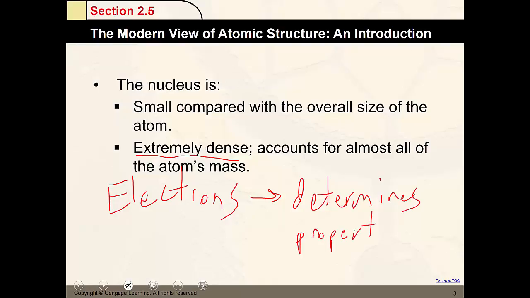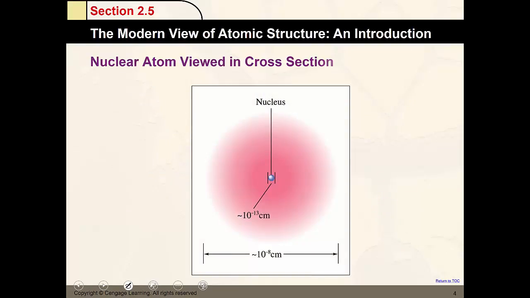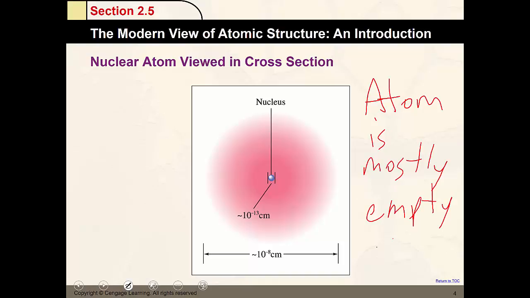Okay, so how it interacts with other atoms, or the electrons, since they're on the outside, those are the parts that intermingle with other atoms. So this is a good visual of an atom. The fact that the nucleus is very small, and the fact that the rest of the atom is mostly empty space. So it's either empty space or electrons. So the majority of the atom is empty space.